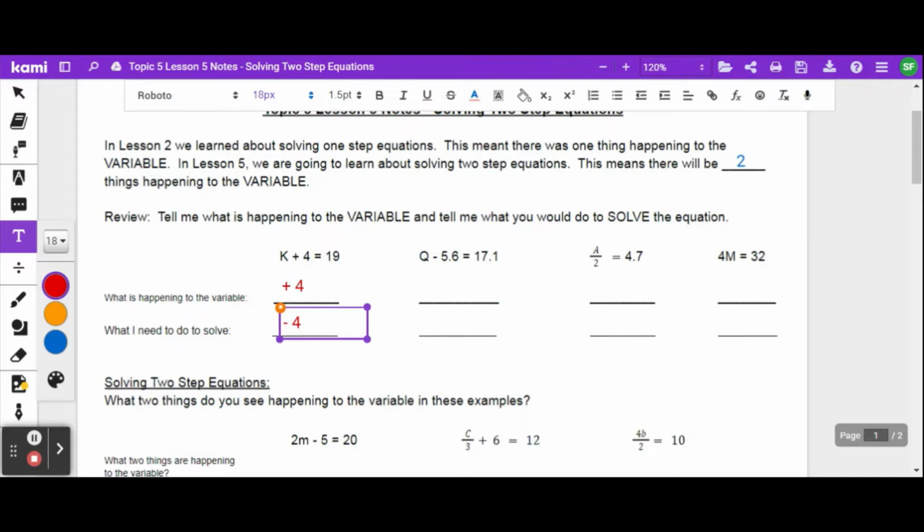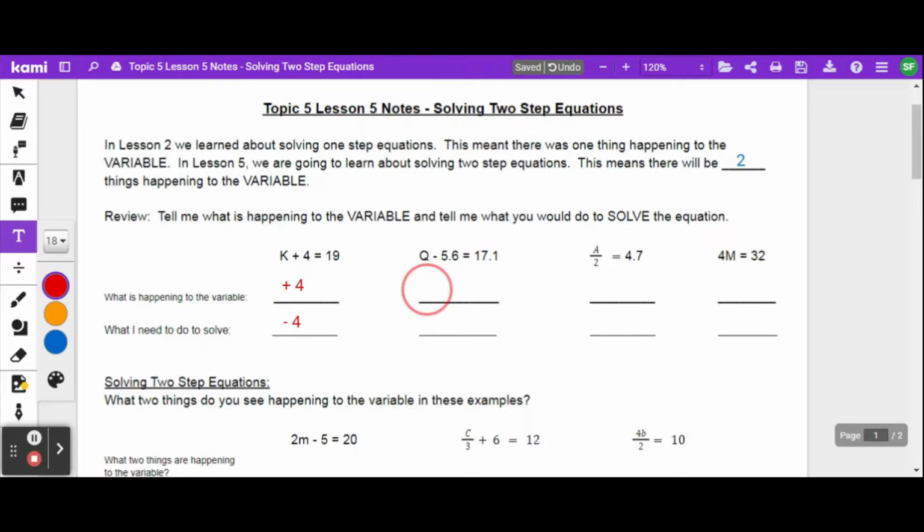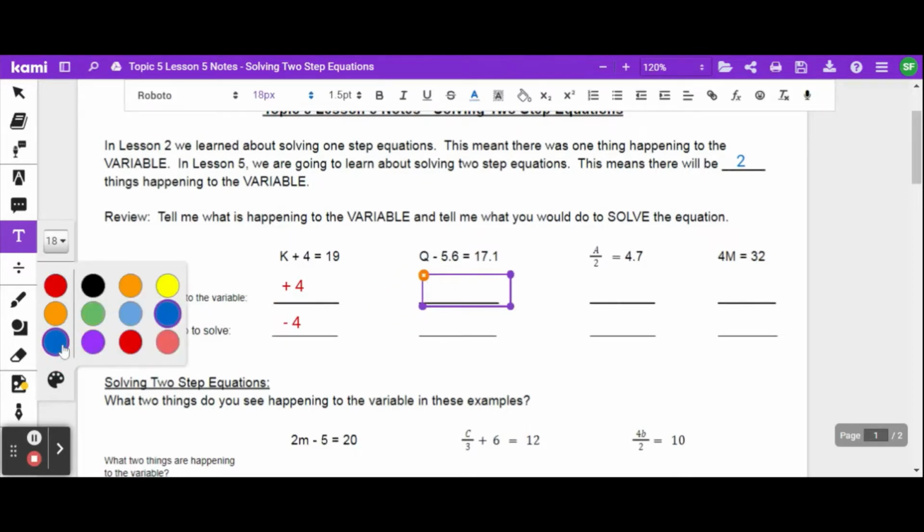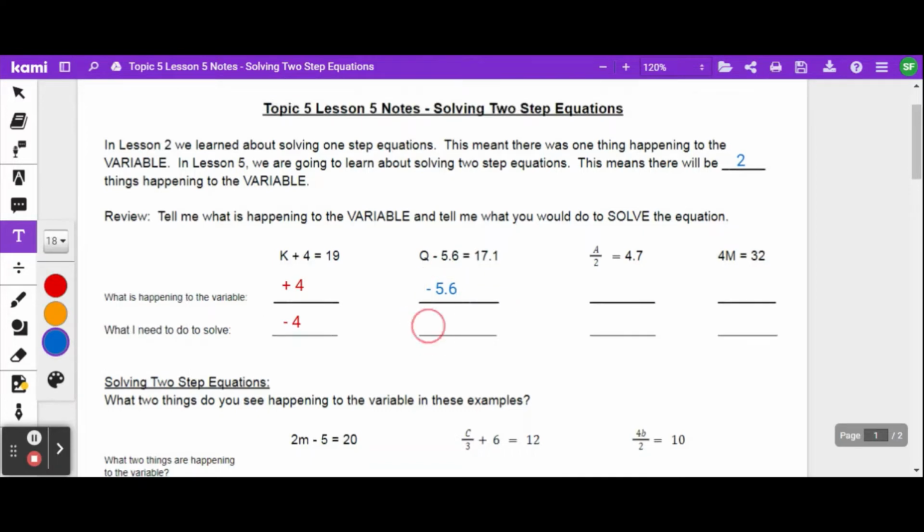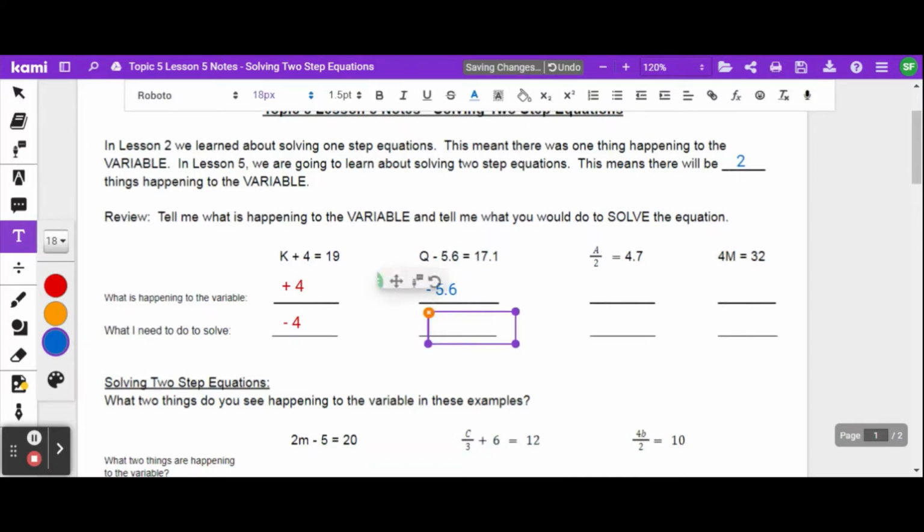Second one here, q minus 5 and 6/10 equals 17 and 1/10. I can see next to the q that they are subtracting 5 and 6/10. Therefore, in order for me to solve this equation correctly, I would need to add 5 and 6/10 to both sides to find the value of q.